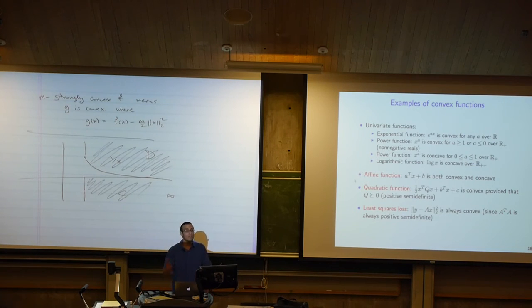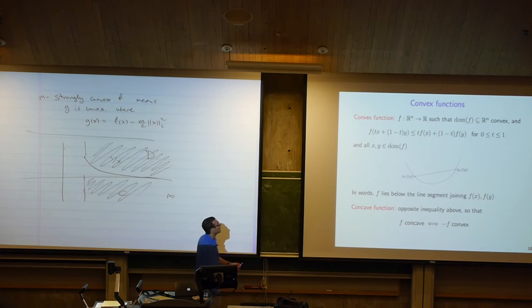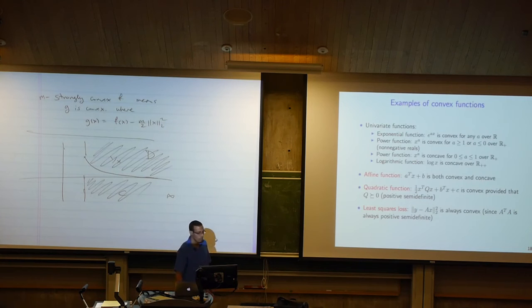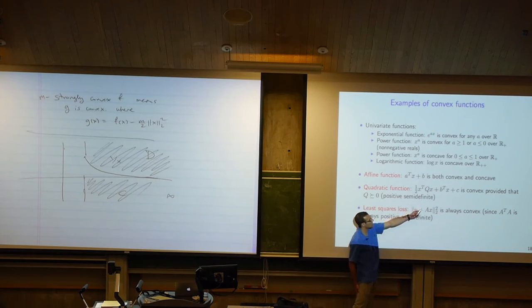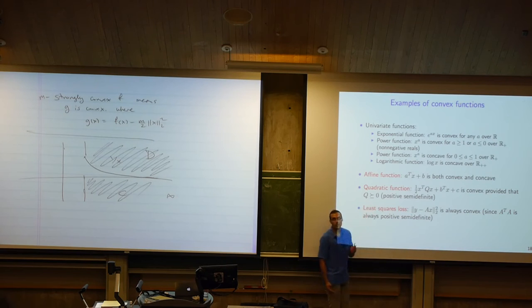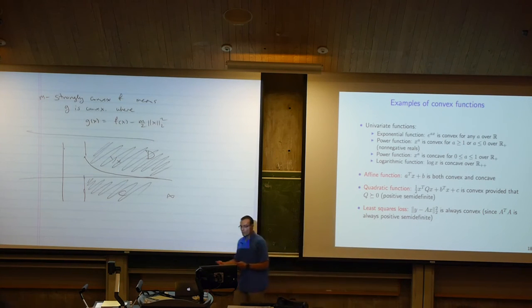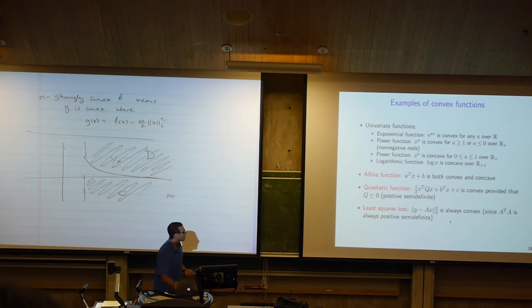Affine functions are the only functions that are both convex and concave. Okay, so they're pretty special functions. They satisfy an equality here. So they're both convex and concave. Quadratic functions are functions of this type, 1/2 x transpose Qx plus b transpose x plus c, where Q is a matrix. That's convex provided that Q is positive semi-definite. So, okay, let's hold off on why that is for just a second. And a special case of a quadratic function, for those of us who like regression, is the least squares loss.